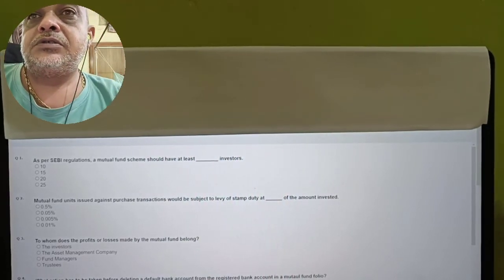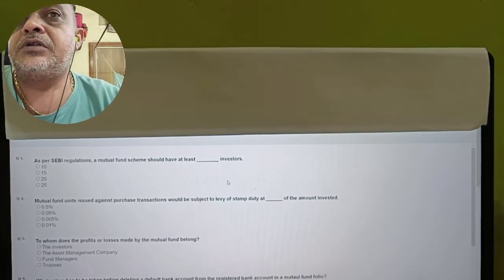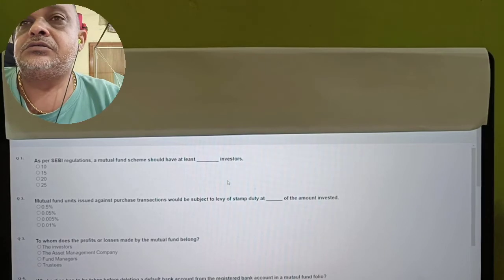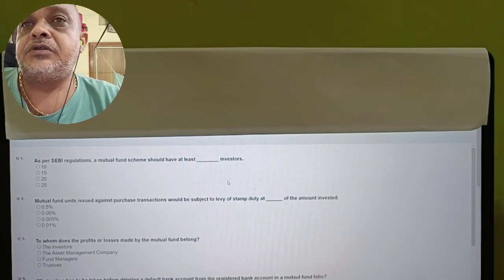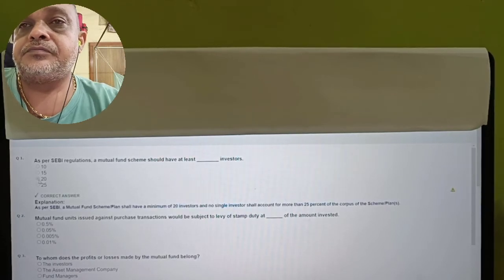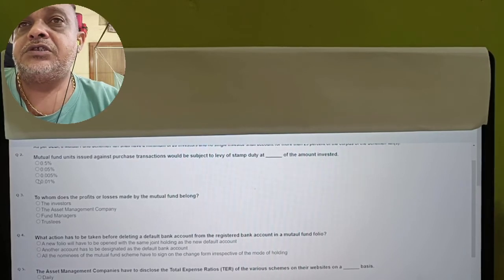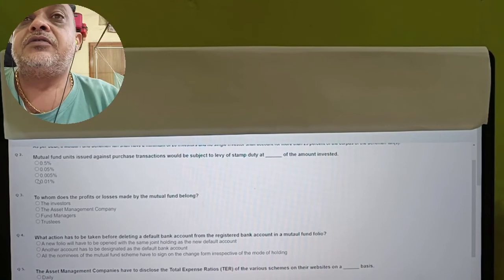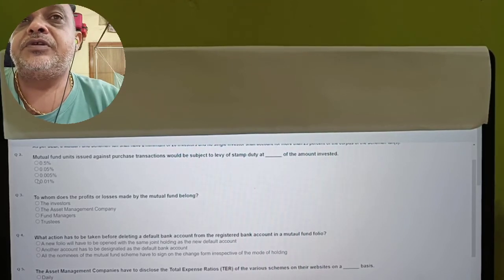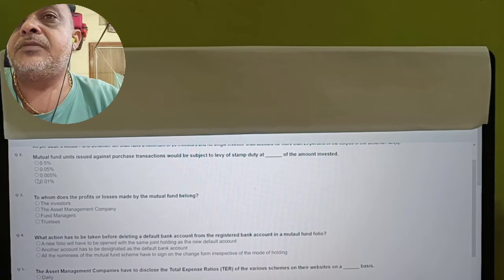As per SEBI regulations, a mutual fund should have at least dash investors: 10, 15, 20, 25. 20 is the right answer. Mutual fund units issued against purchase transaction would be subject to levy of stamp duty at the rate of dash the amount invested. It is 0.05%.